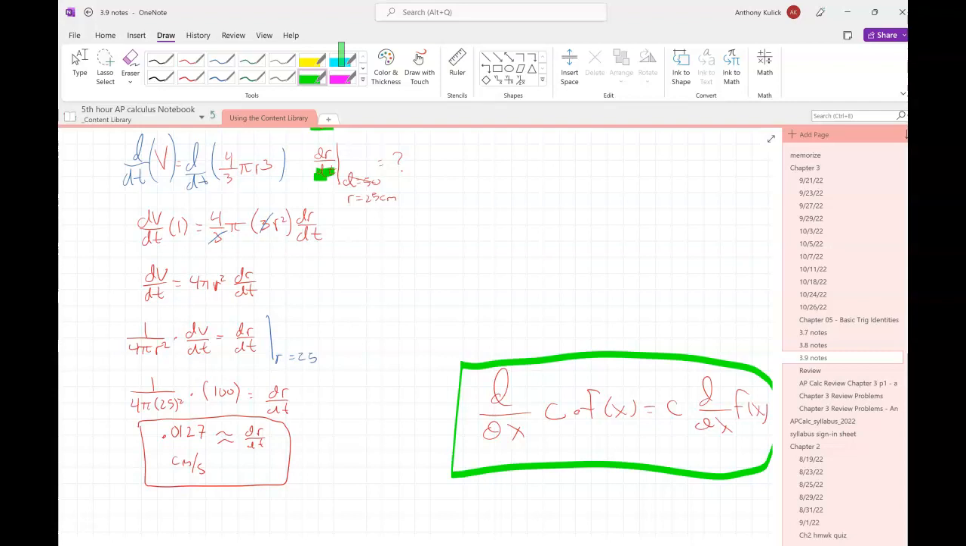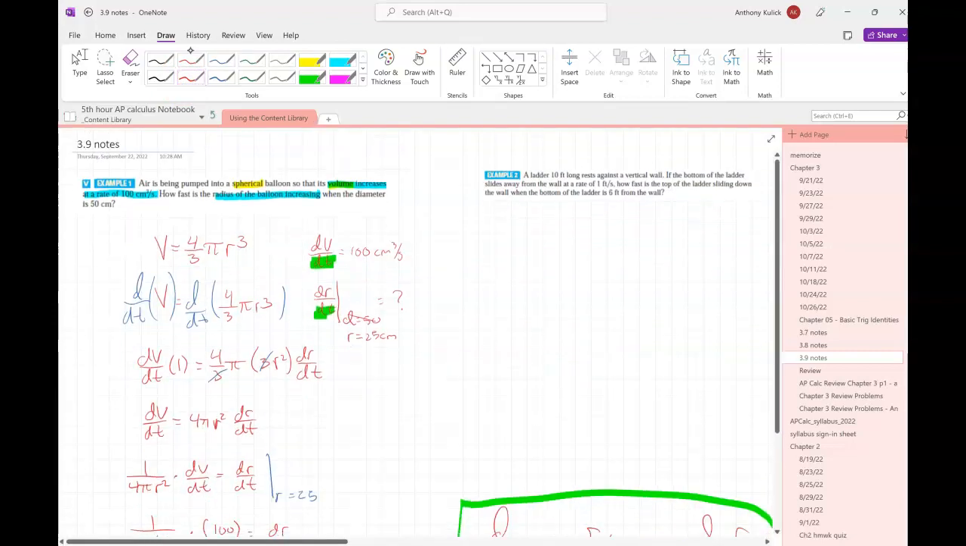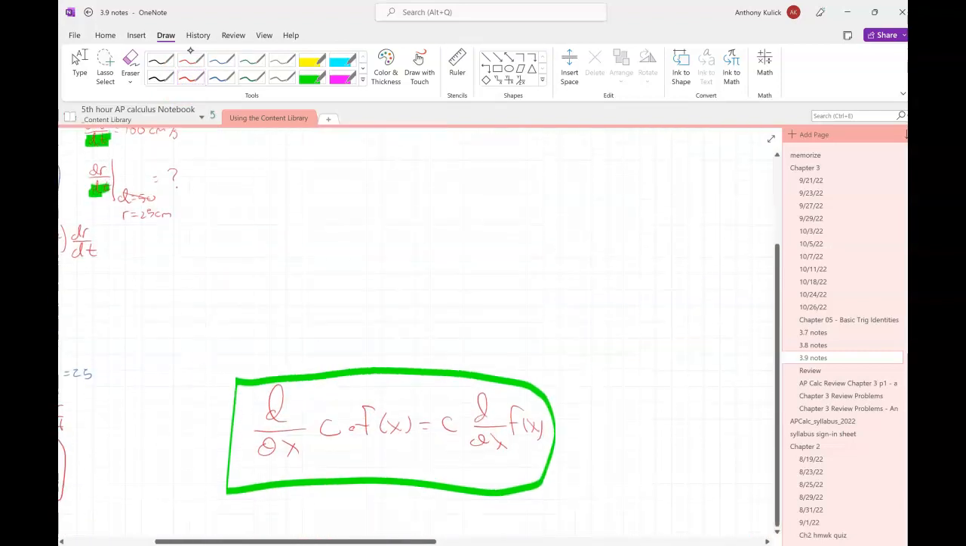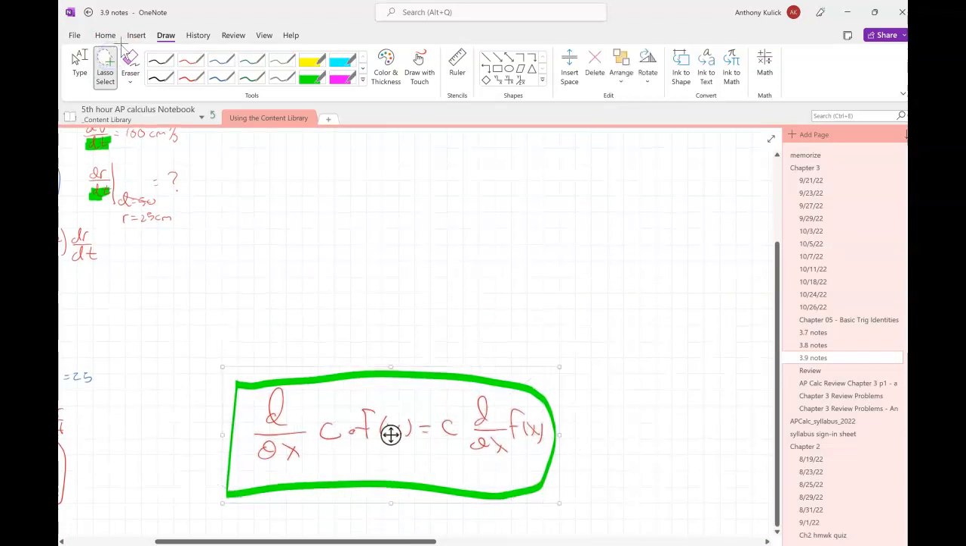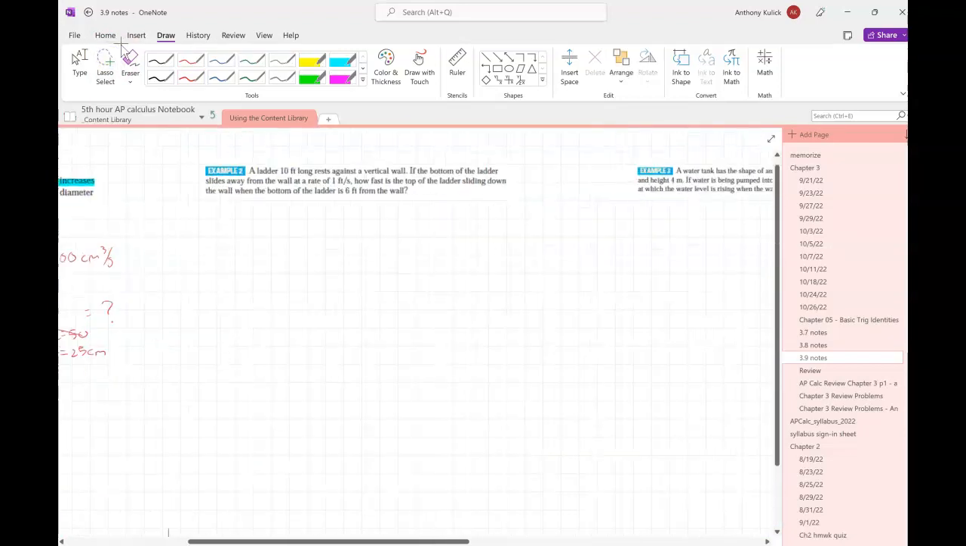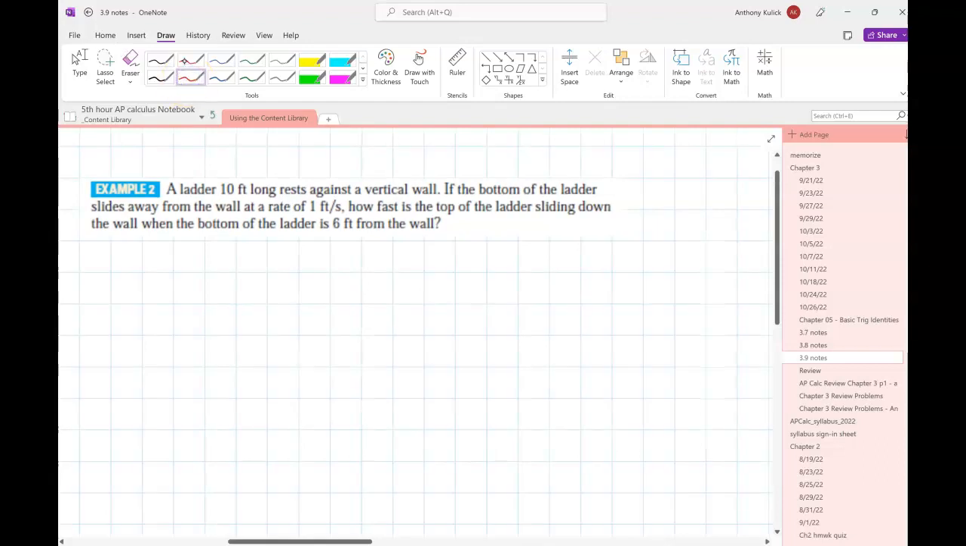All right, one more example to try to do, and then we'll call her good for today. All right. It says a 10-foot long ladder rests against a vertical wall. If the bottom of the ladder slides away from the wall at a rate of 1 foot per second, how fast is the top of the ladder sliding down the wall when the bottom of the ladder is 6 feet from the wall?